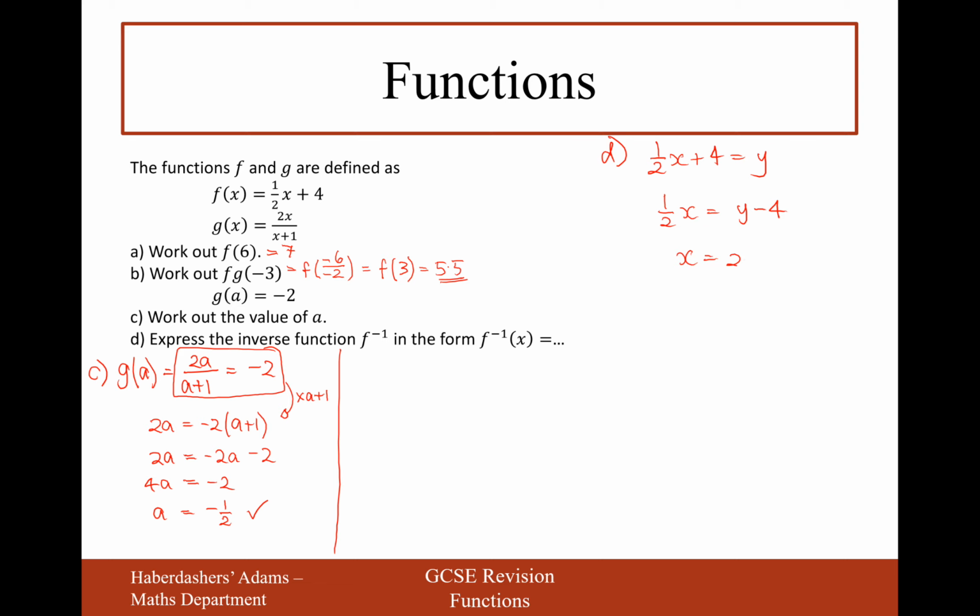We double the other side, so it would be 2y minus 4. I could probably expand the brackets here, 2y minus 8. So therefore the final answer here is going to be f inverse of x. And remember, our final answer for inverse functions doesn't use the letter y, it uses the letter x. So it's 2x minus 8. So there we are, that's the answer to that question there.